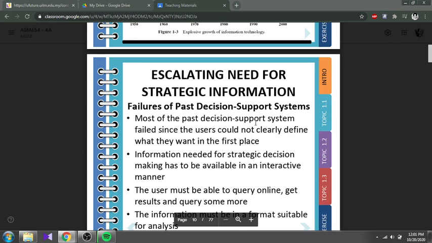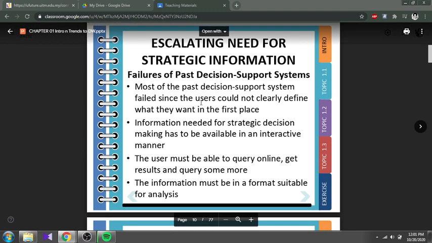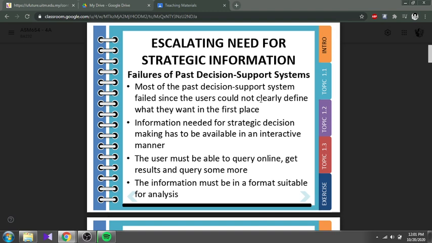Alright, escalating need for information, failure of past decision support systems. Most of the past decision support systems failed since the users could not clearly define what they wanted in the first place. Actually this may be a new manager, new people not familiar with the background of this organization and the process flow. So they don't know how this system can improve their business process.